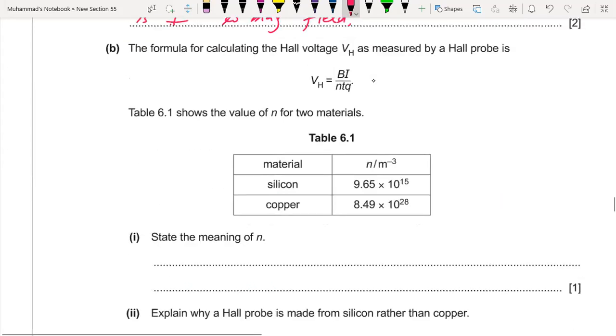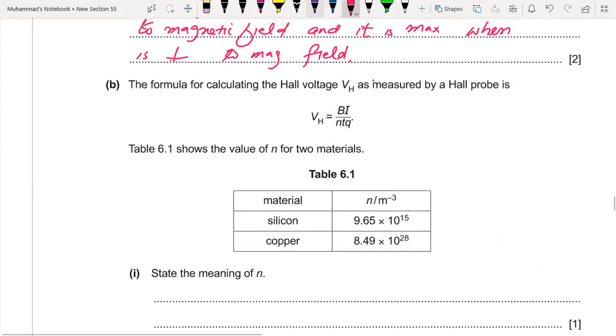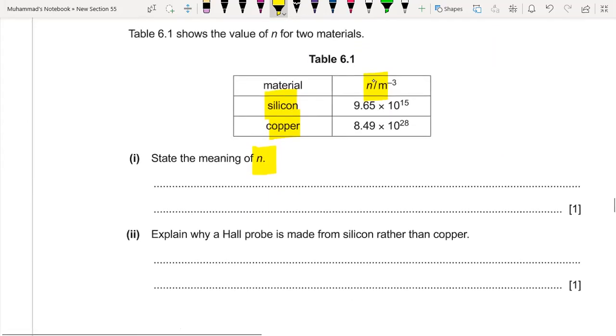Okay. We are given the formula for calculating the Hall voltage. You know that formula, BI over NtQ, where n for silicon and copper is given. State the meaning of n. What is n? This is the number of free electrons per unit volume. The hint is also given over here. Most of the students say this is the number of free electrons. No, this is the number density of charge carriers, or number of free electrons per unit volume. You can say number density of charge carriers.